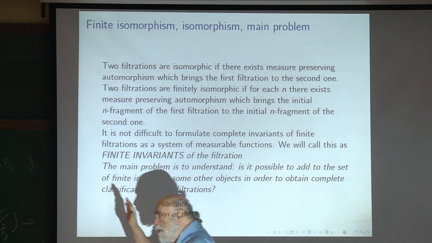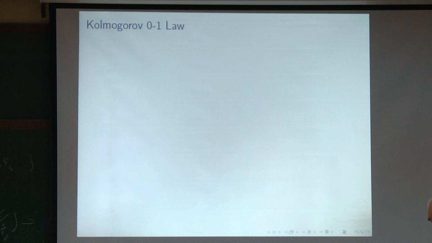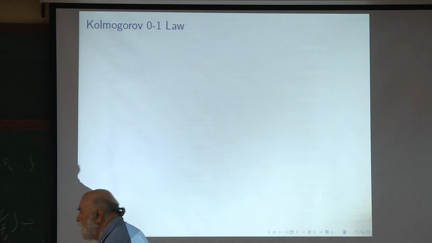I don't want to tell about the details. Sometimes it's possible, for example for one partition, to give a complete classification. Moreover, it's easy to give a complete classification of a decreasing partition with n points. This is not so important. All these invariants are called finite invariants. And the crucial question, which I mentioned, is the following: is it true that if you know all finite invariants, you know the whole filtration? No.